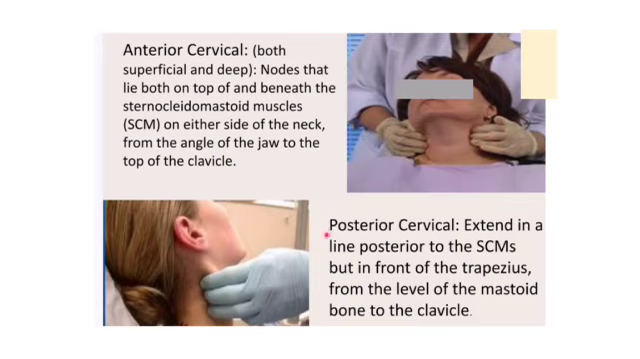Then posterior cervical nodes, they extend in the line posterior to the sternocleidomastoid muscle but in front of trapezius from the level of mastoid bone to the clavicle. So this is how you need to examine for the posterior cervical nodes.